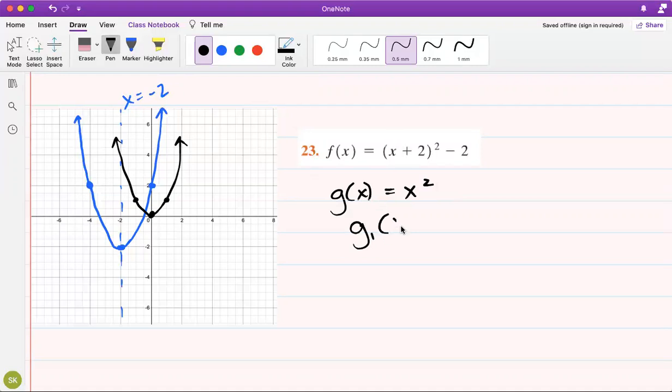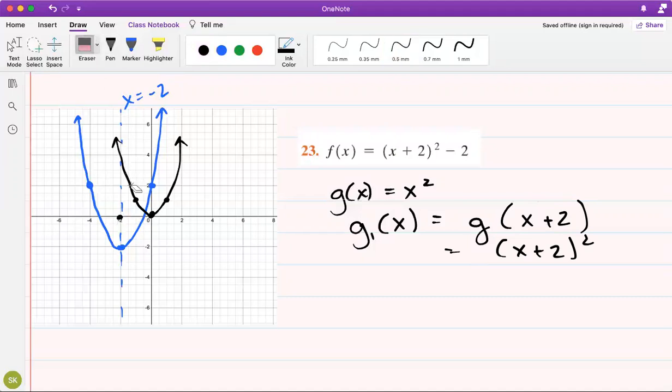We can define this new function g1 of x, and that's just taking g and plugging in x plus 2 inside. And you'll get x plus 2 squared. And remember that this corresponds to shifting the graph left and right. So we shift it to the left 2 units. So all of these points are moved to the left 2 units. So something like this.